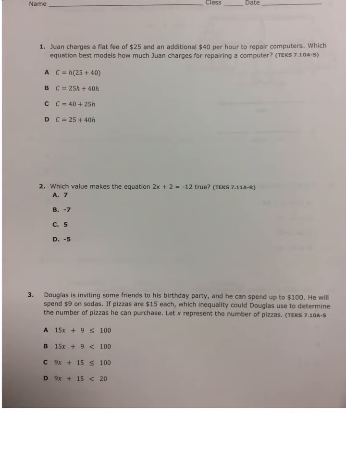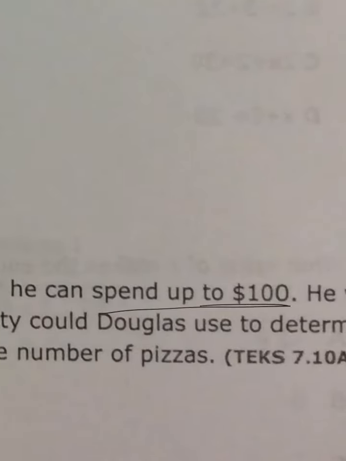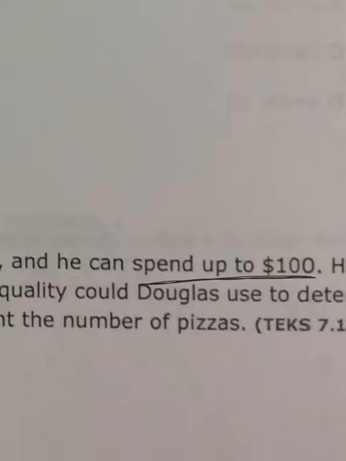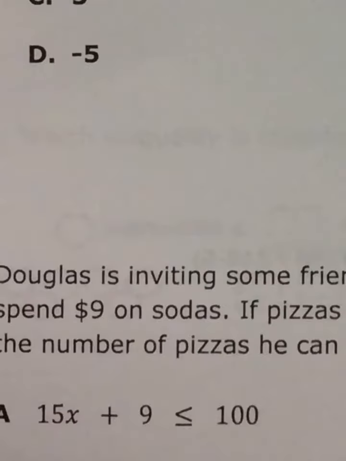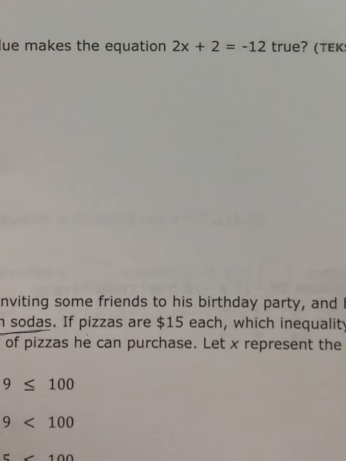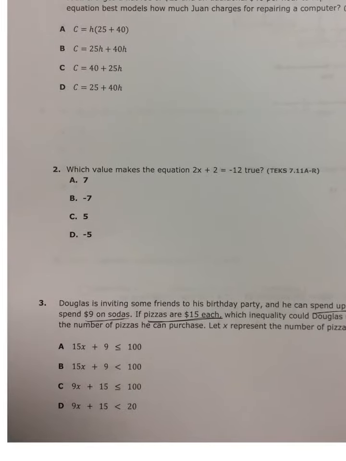All right, y'all. Question 3. Douglas is inviting some friends to his birthday party, and he can spend up to $100. He can spend $9 on sodas. So I'm going to underline $9 on sodas. If pizzas are $15 each, which inequality could Douglas use to determine the number of pizzas he can purchase?